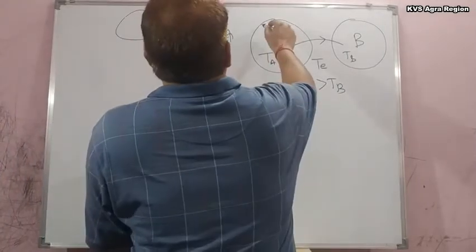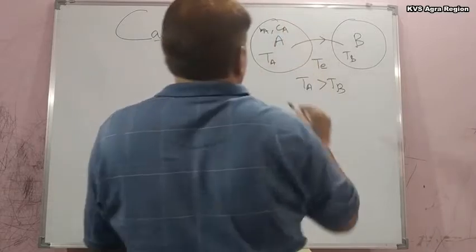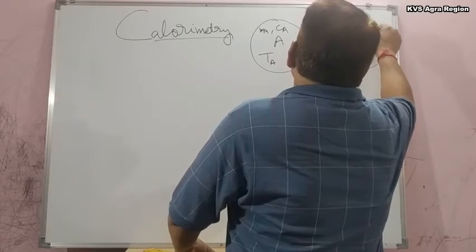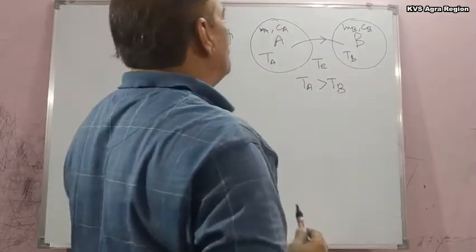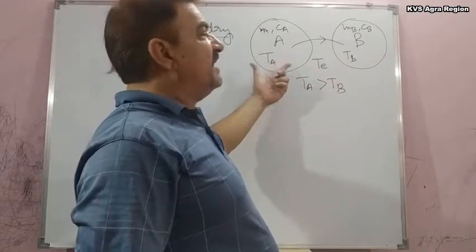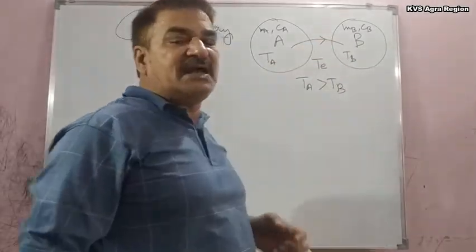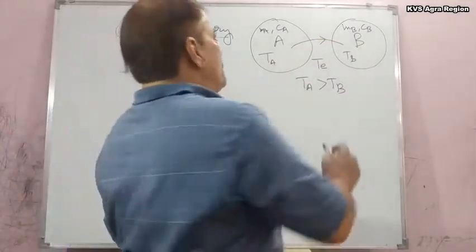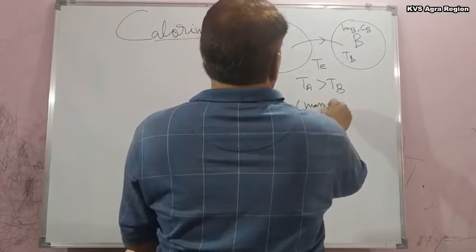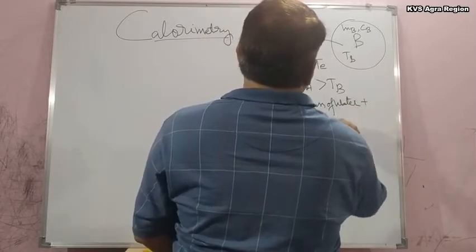Now, the mass of body A is MA, its specific heat is CA. The mass of body B is MB, its specific heat is CB. Normally this body A will be a solid and body B will be water, and here the mass MB that we have considered will be the mass of water plus water equivalent.